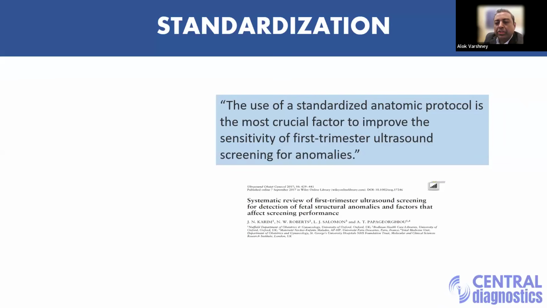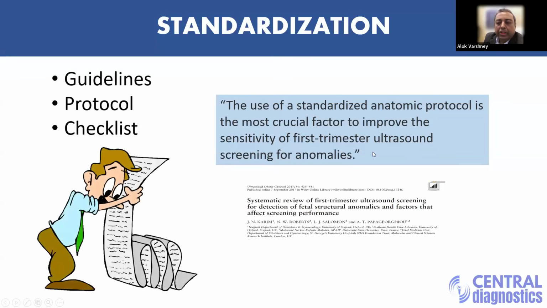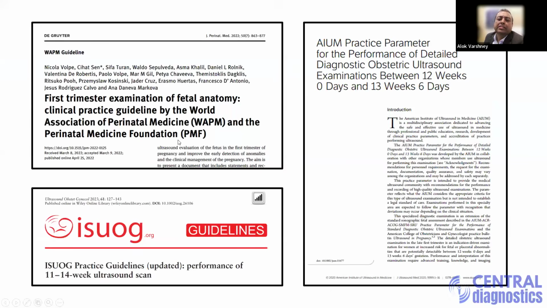And this is pretty much what we need to do when we are doing our morphological screening, because when we follow a standardized anatomic protocol, this is the most crucial factor which improves the sensitivity for screening of abnormalities. So we need to follow guidelines, protocol, and checklist. These are some of the guidelines that are used commonly: the World Association of Perinatal Medicine, and the ISUOG and AIUM practice guidelines.